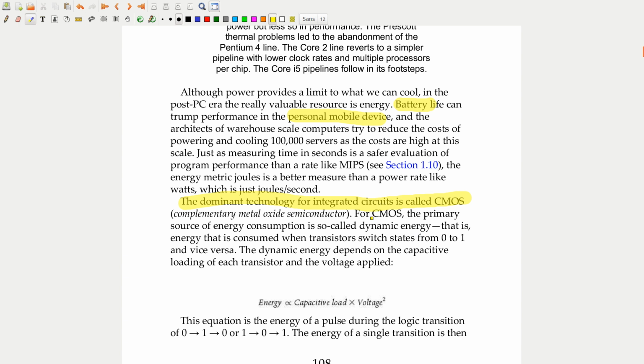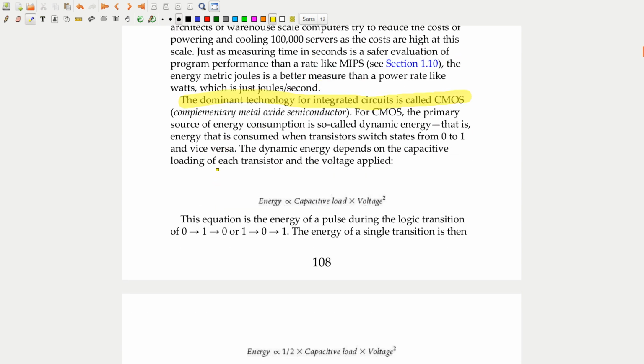Okay. So for CMOS, the primary source of energy consumption is dynamic energy. That's going to be your switching energy, the energy that it takes to change from a 0 to a 1 or 1 to a 0. So it's not the static energy, it's the dynamic energy that's the main issue. Dynamic energy depends on the capacitive loading of each transistor and the voltage applied. So there's a lot of work that gets done on trying to lower this capacitive loading.